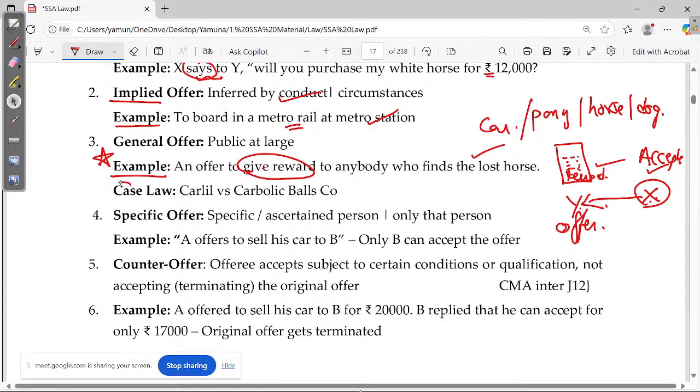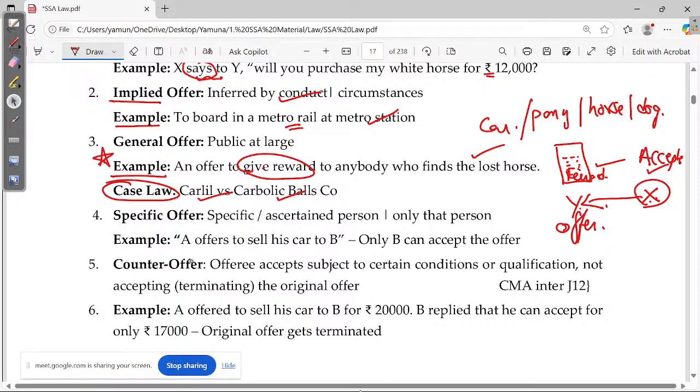I request you to take this as a home assignment: Carlill versus Carbolic Smoke Ball Company Limited. I'm not discussing it now because only after finishing the whole topic will you understand it in a better way. So I'm not going to confuse you here. I request you to do a detailed study of Carlill versus Carbolic Smoke Ball Company Limited.